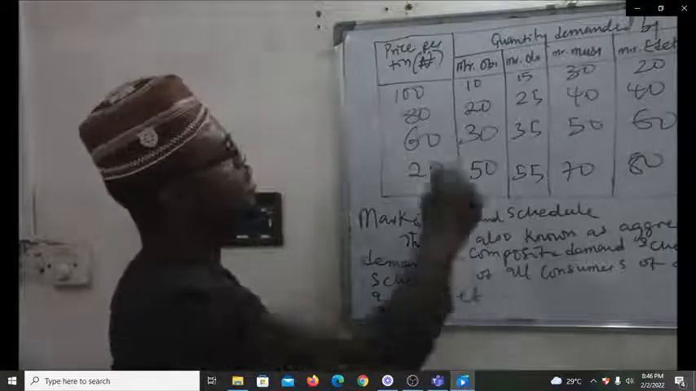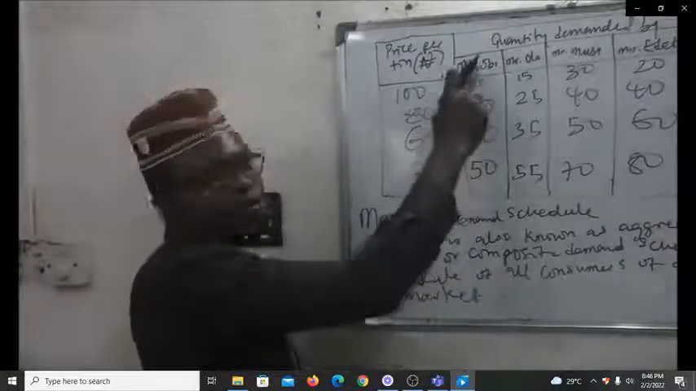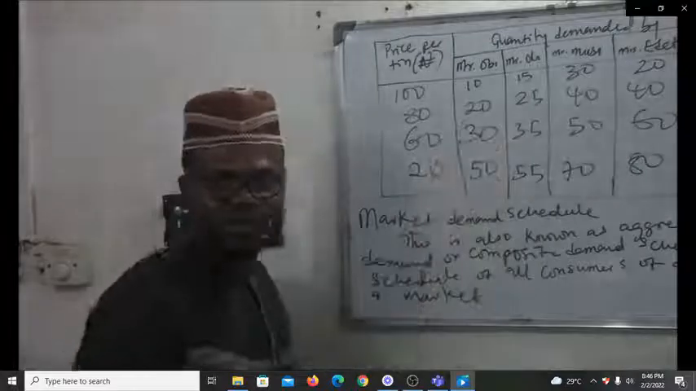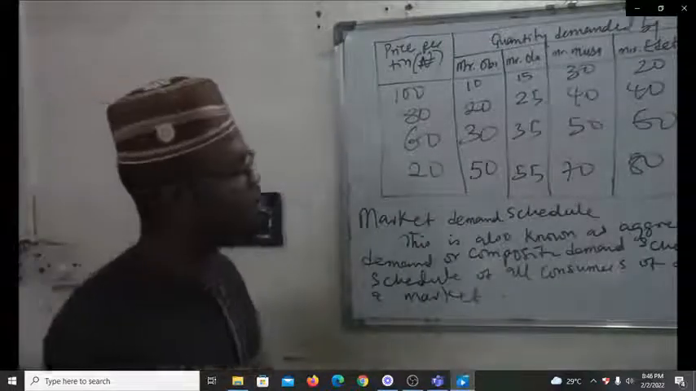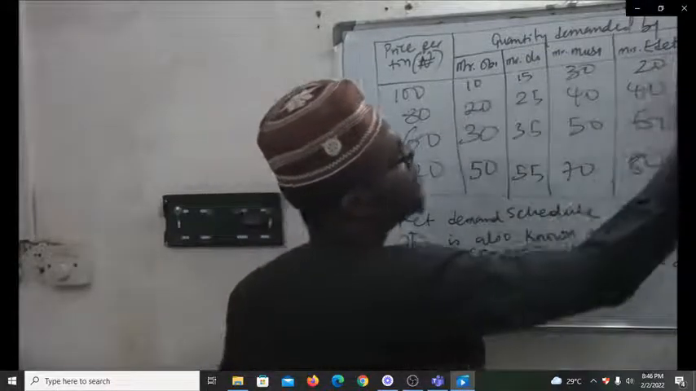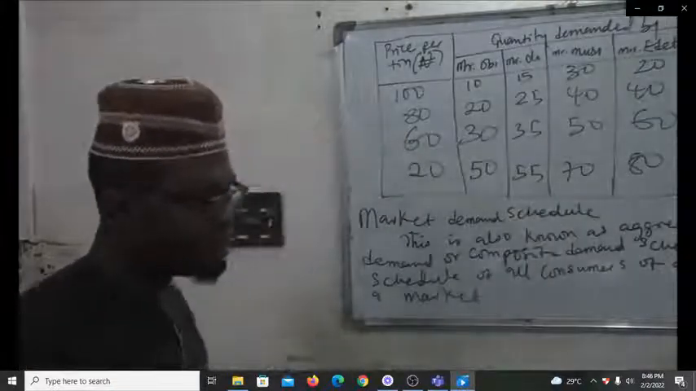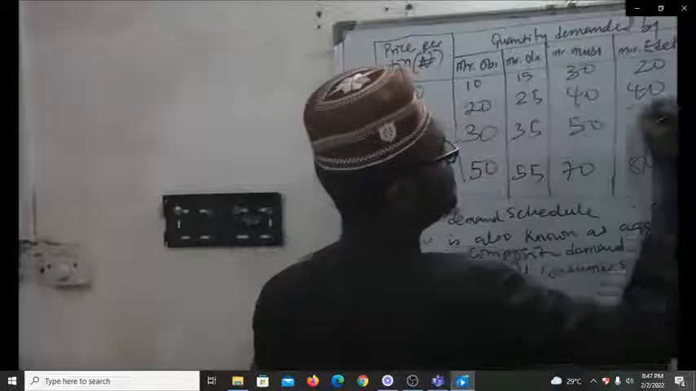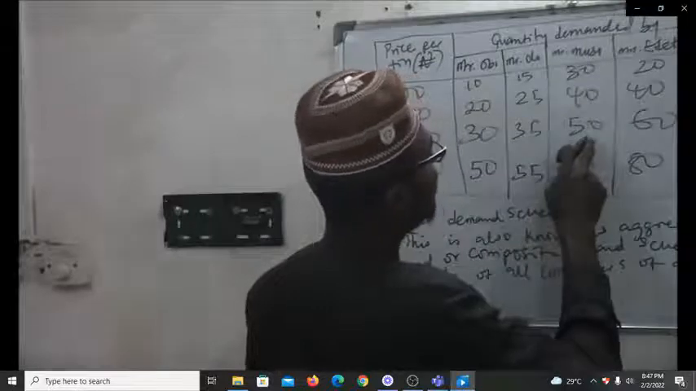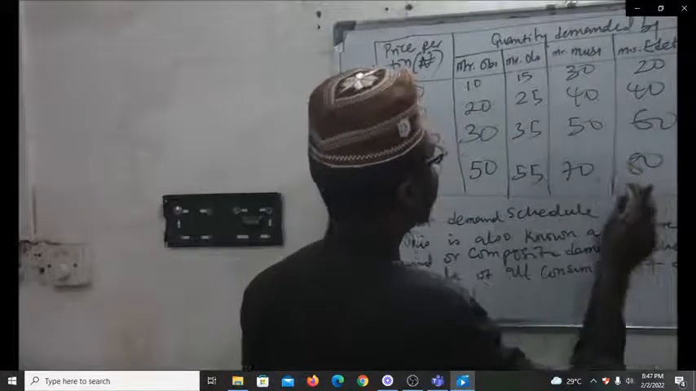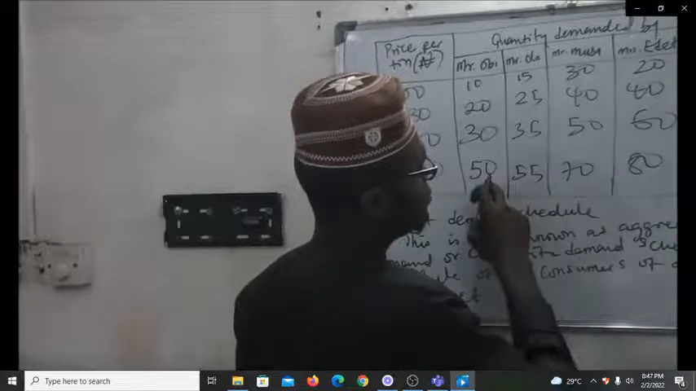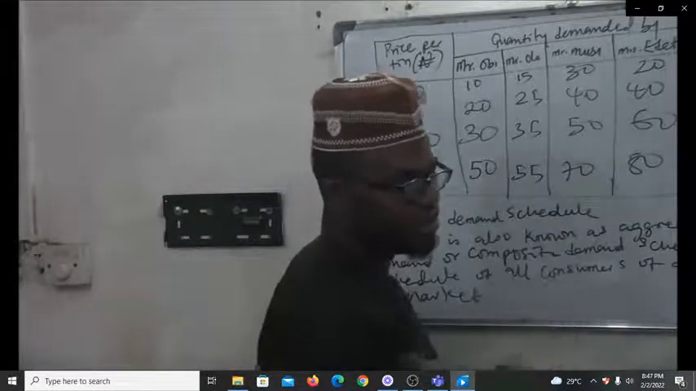In individual demand, we talk about one person, isn't it? Just price and quantity demanded. But in market demand, we talk about price and quantity demanded by different people, for that very particular good. Now, what is the total quantity demanded here? 20 plus 30 is 50, plus 10 is 60, plus 15 is 75. What's the total here? 125. What's the total here? 90, 140, 175.